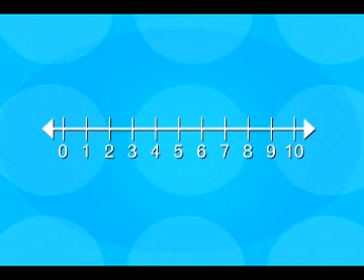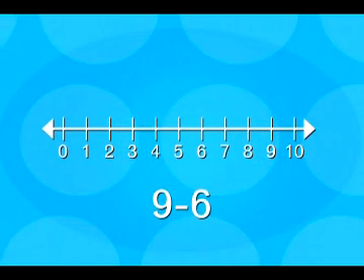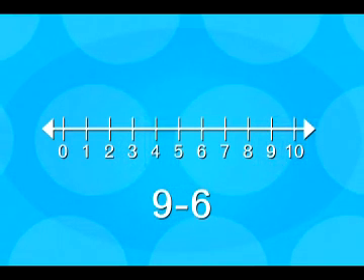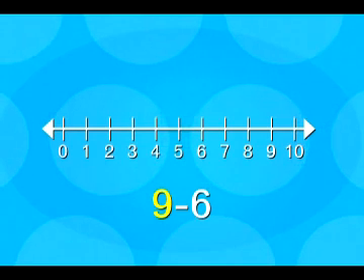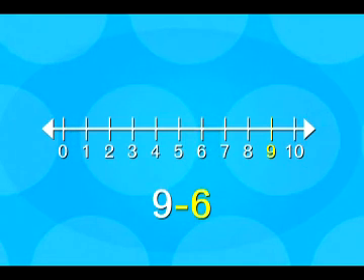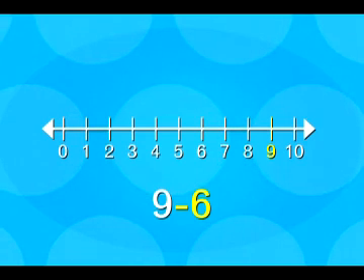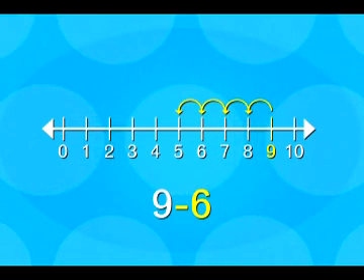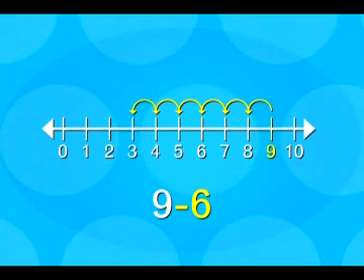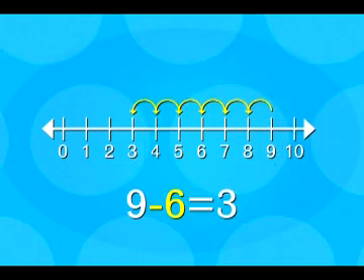You can also count to figure out subtraction problems. For instance, we can figure out the problem 9 minus 6. Well, we'll start on the number line at the first number of our problem. So we start at 9. Our problem asks us to subtract 6 from 9. So we take 6 jumps to the left. 1, 2, 3, 4, 5, 6. Because we're subtracting, and we end up here on 3. We've shown that 9 minus 6 equals 3.